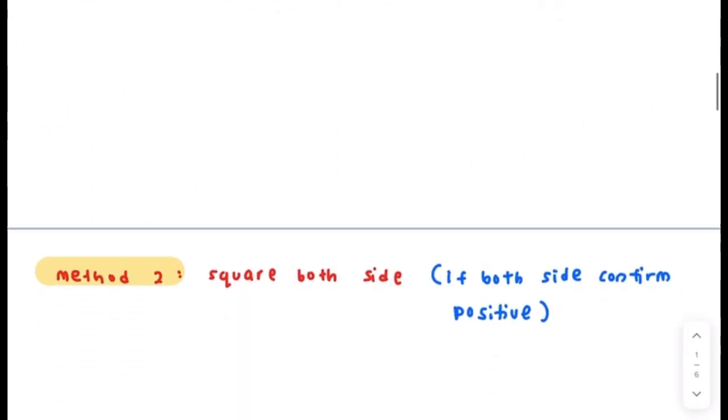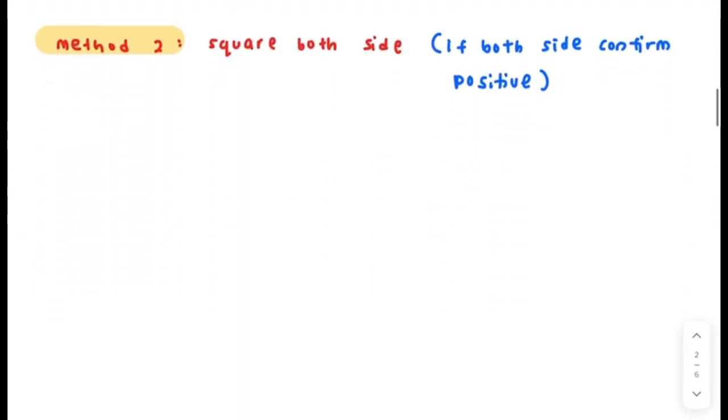Second method. Okay, let's look at the second method, where we are using the square both sides method. But this method is only valid if both sides are confirmed positive. So in this question, you have |2x + 3| ≥ 9. Okay, this is the original question.